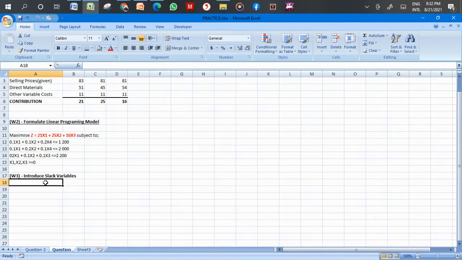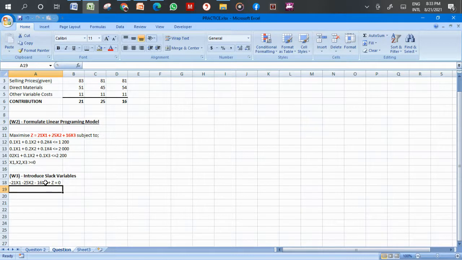Let's move all the things that are on the right side to the left, so that we leave 0 on the right side. So it will be minus 21x1 minus 25x2 minus 16x3 plus z is equal to 0. So we've just moved things from the right side.